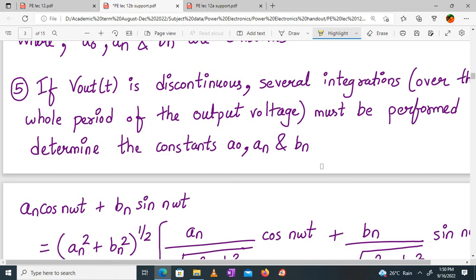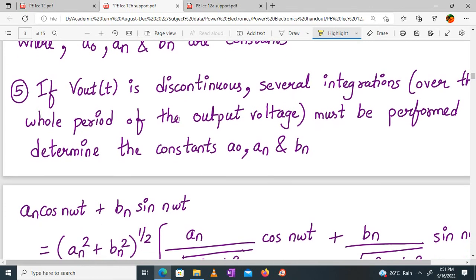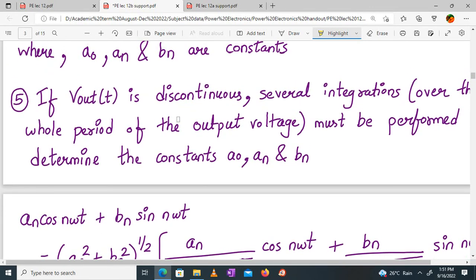If V out of t is discontinuous, several integrations must be performed to determine the constants. But हमारे इसमें continuous है ना, या discontinuous है? In our case, our V out is discontinuous or continuous? Discontinuous मतलब zero होता है? Yeah, it may happen that V out becomes zero. Free wheeling mode में zero होता है ना? Zero हो गया तो discontinuous. Continuous मतलब either positive या negative, zero नहीं होना.